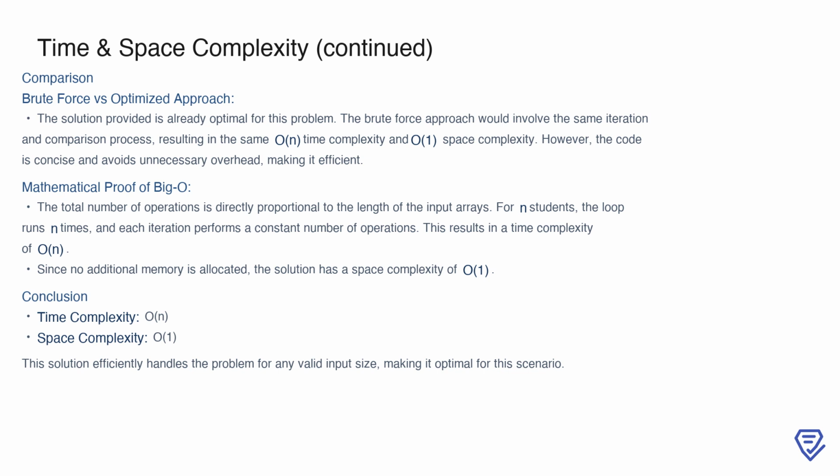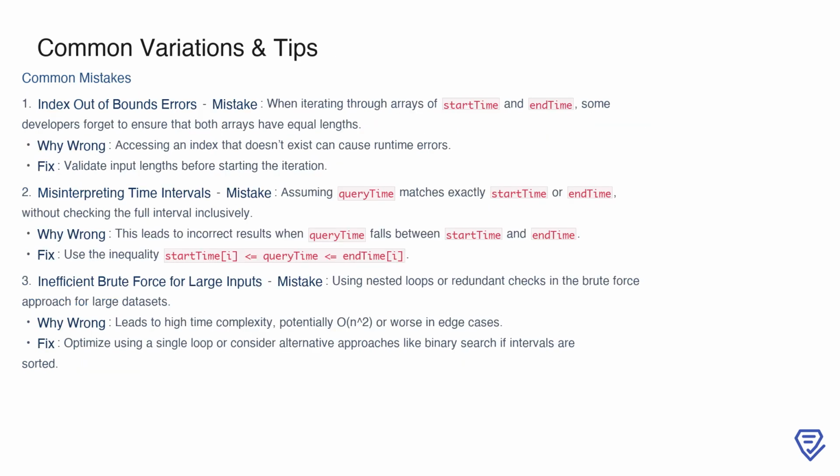Mathematically, the operations scale linearly with the size of the input, as the loop runs n times and each iteration involves constant work. This reinforces the O(n) time complexity. Additionally, since we do not allocate extra memory, the space complexity remains O(1). In conclusion, with a time complexity of O(n) and a space complexity of O(1), this solution is both efficient and optimal for the problem. One of the most common mistakes when solving this problem is running into index out-of-bounds errors.